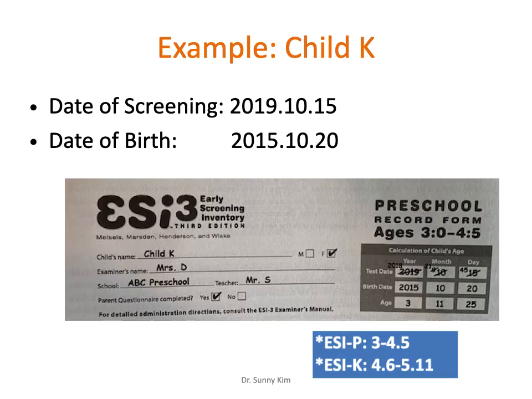Before starting the screening, you always need to compute students' chronological age first. So, this is an example. You are going to subtract the student's birthday from the screening date. For example, the birthday was 2015, October 20th. The date of screening is 2019, October 15th. So, you're going to subtract the birthday from the screening date.